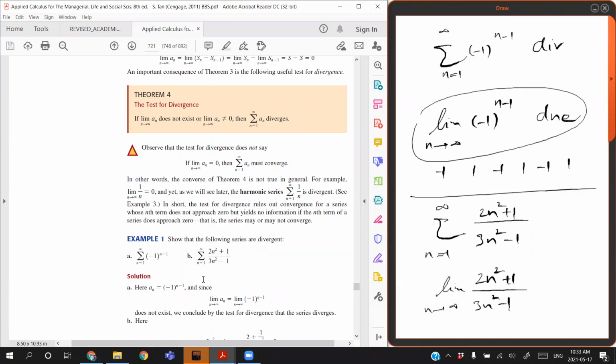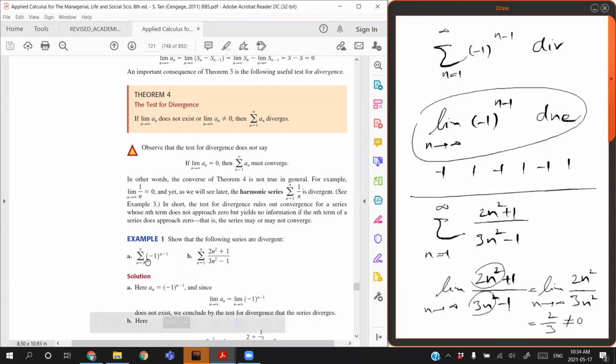And this is like having the limit of 2x squared plus 1 over 3x squared minus 1. You can use the dominant term technique. That is, you just keep this term and this term, because these are the dominant terms. So you get the limit of 2n squared over 3n squared as n approaches infinity, and that's going to be 2 over 3. And you can see that 2 over 3 is not equal to 0.